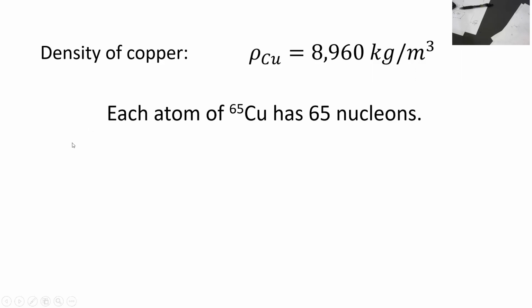All right. Each atom of copper 65, what's the significance of that 65 again? It means it's got 65 nucleons in it. Well, remember, 1 mole of nucleons is 1 gram. 1 mole of copper atoms would have 65 times as many nucleons. So there you go. It's got 65 grams of mass. You just have to remember that a mole of nucleons is 1 gram of mass.